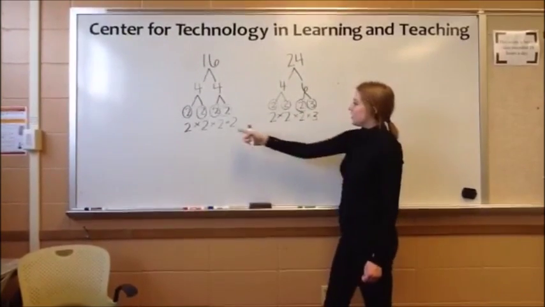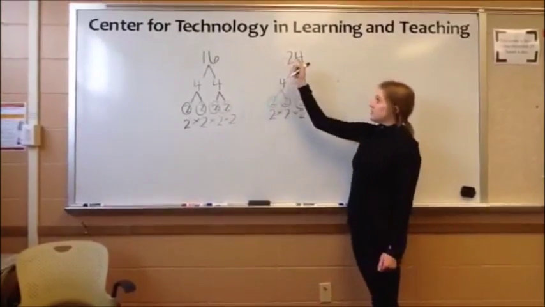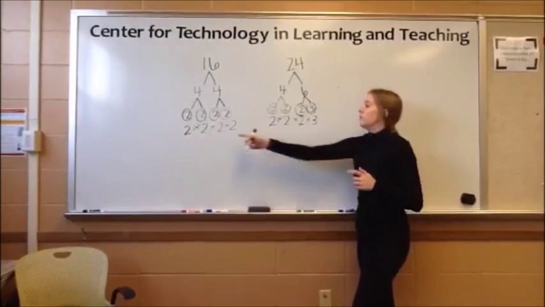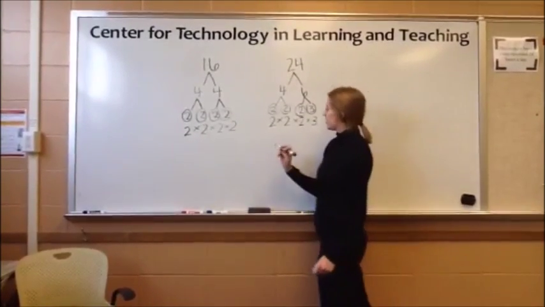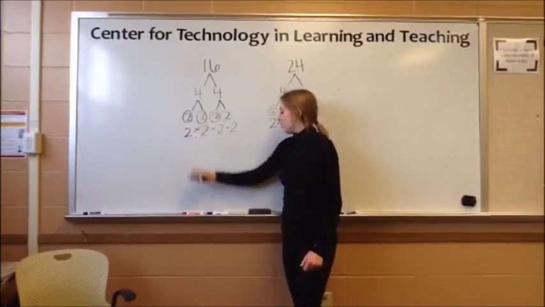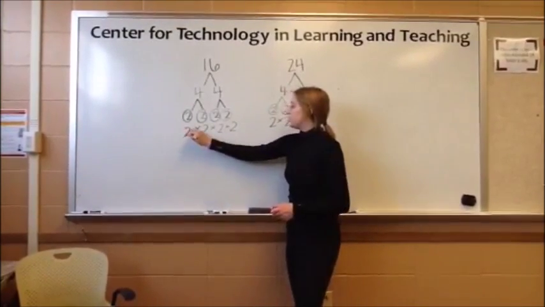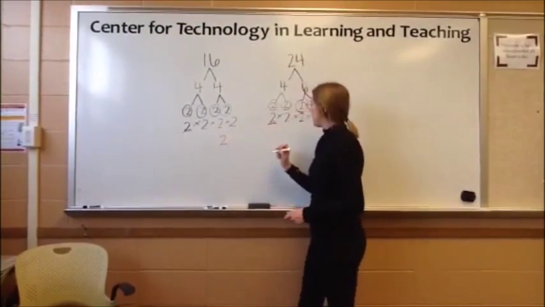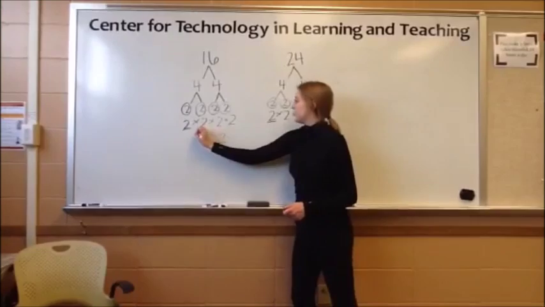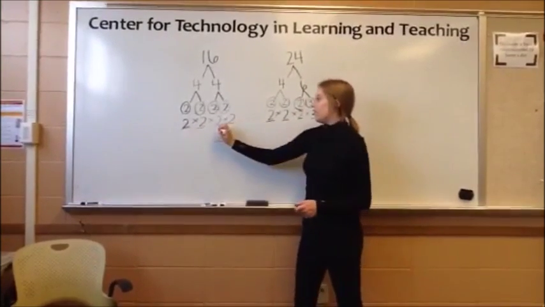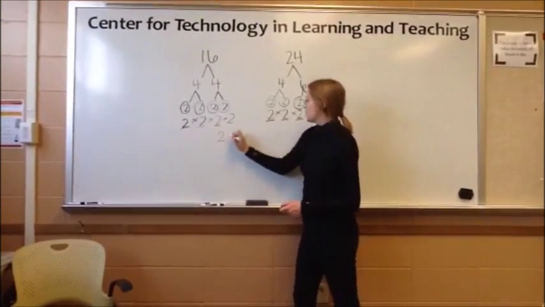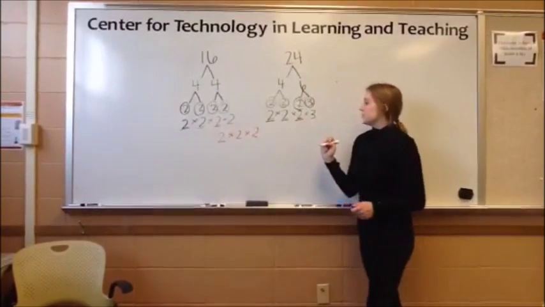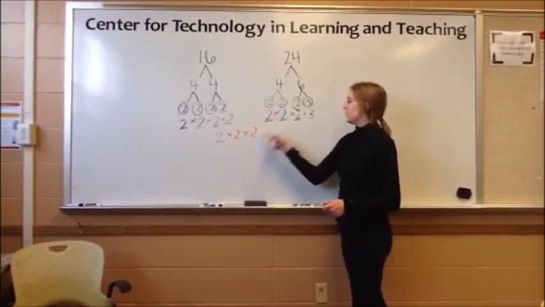So now that I have both of my broken down forms of 16 and 24, I know that I have to find what is in common between both of my broken down forms. So I can see that both of my forms start off with a 2. So I know that they have that 2 in common, so I'm going to write that underneath. I can also see that they have another 2 in common, and even another 2 after that. So I can see that 16 and 24 have 3 2's in common. So I'm going to write 2 times 2 times 2.